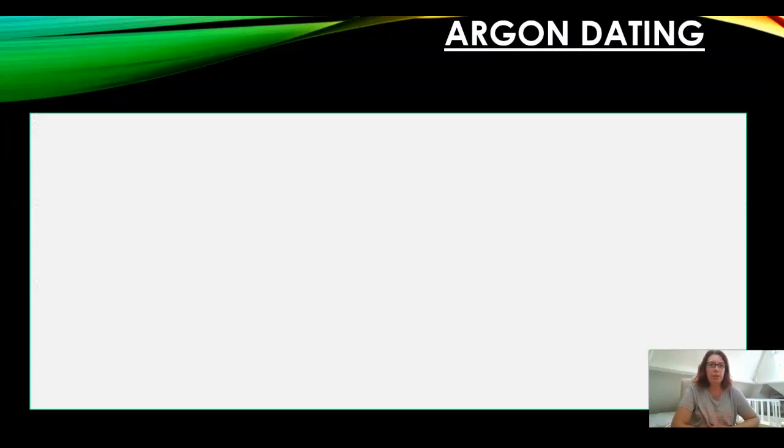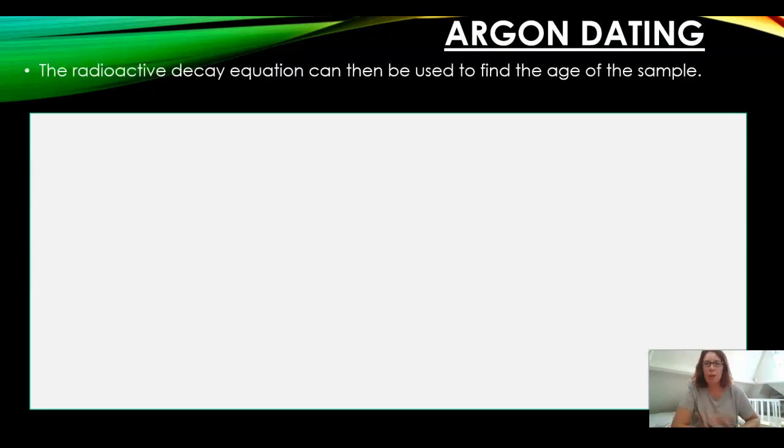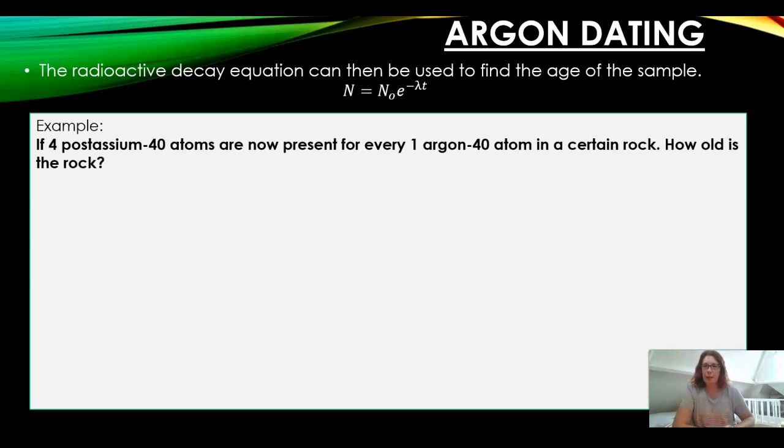So how do we use this in a question? The radioactive decay equation can be used to find out the age of a sample. So we're going to use N equals N naught e to the minus lambda t. Four potassium-40 atoms are now present for every one argon atom in a certain rock. So a scientist has gone and got a rock. They've found out there's four potassium atoms for every one argon atom.